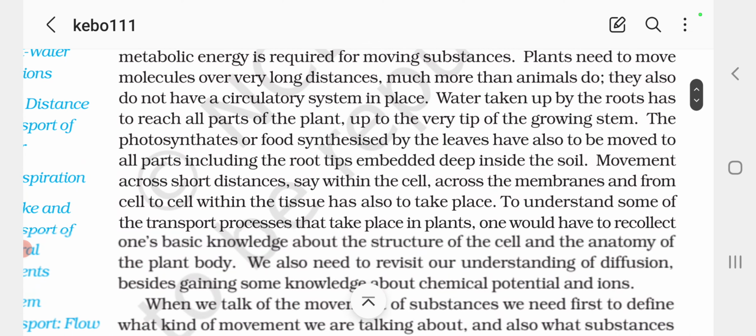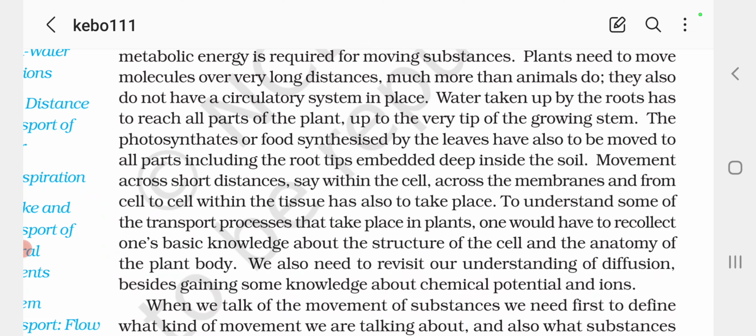They also do not have a circulatory system in place. Water taken up by roots has to reach all parts of the plant, up to the very tip of the growing stem. The photosynthates, or food synthesized by the leaves, also have to be moved to all parts of the plant, including the root tips embedded deep inside the soil.